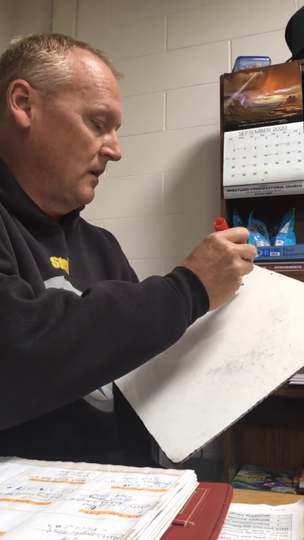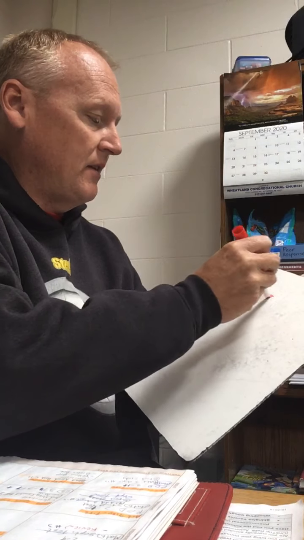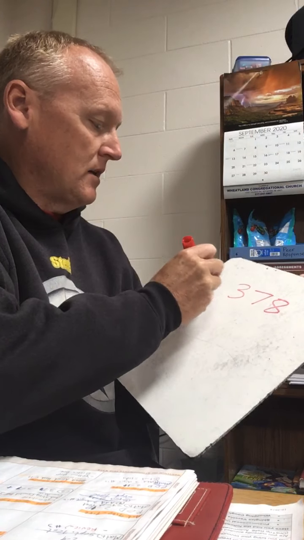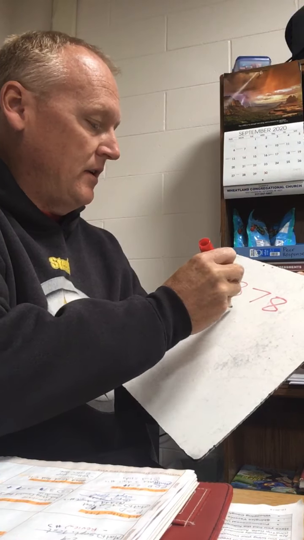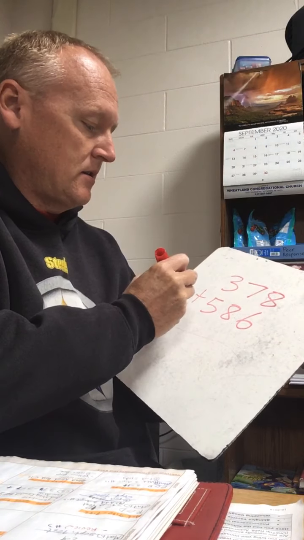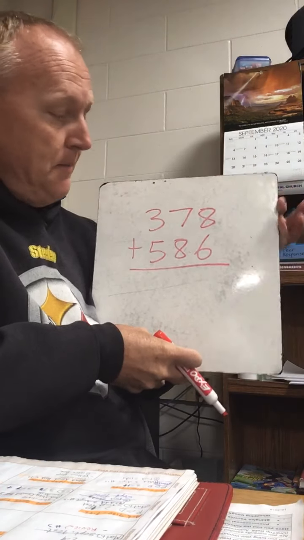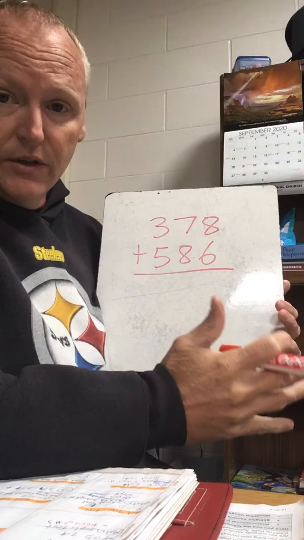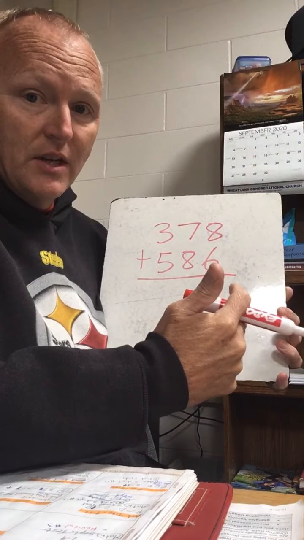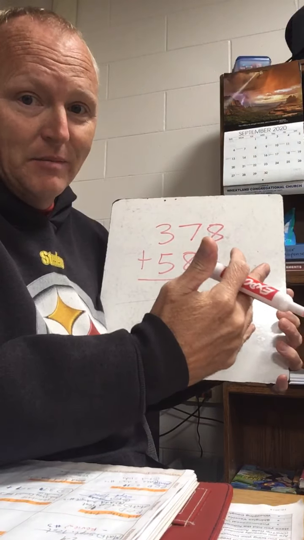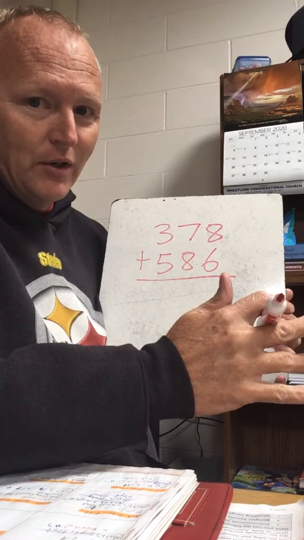So for today's lesson, we're going to work on 3-digit addition. Let's go ahead and get started with a sample problem. Let's do 378 plus 586. Okay, so I like to do the traditional method. I'm big on organization. I think the mathematicians from long ago knew what they were doing.